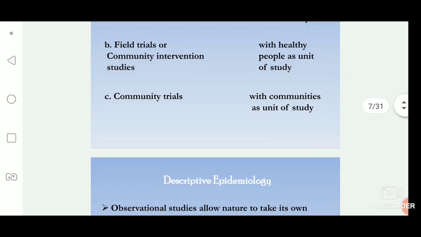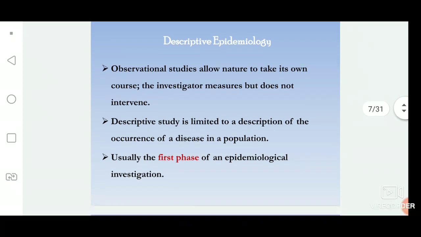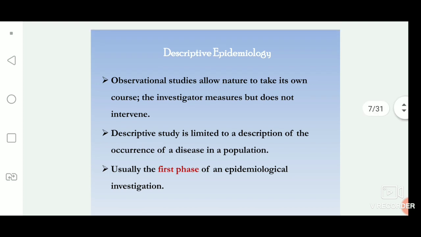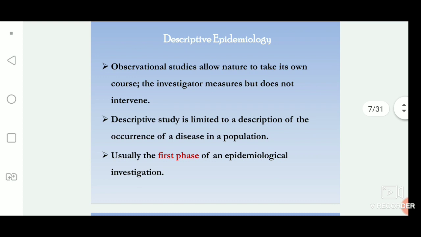So let us see descriptive epidemiology. Descriptive epidemiology is the first type of observational studies. In this descriptive epidemiology, we don't intervene in the process of disease. What we do is we observe and we allow nature to take its own course. It is limited to the description of occurrence of the disease in a population, usually considered as the first phase of epidemiological investigation.